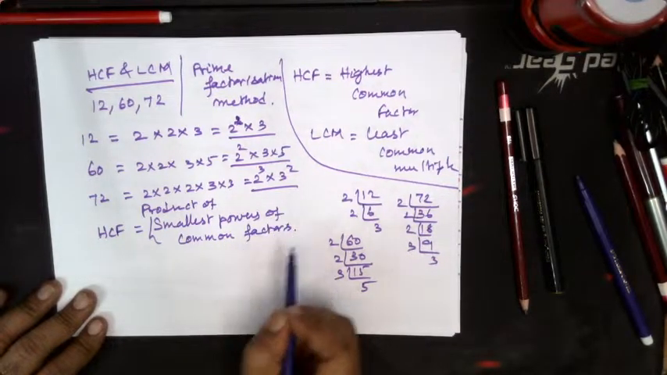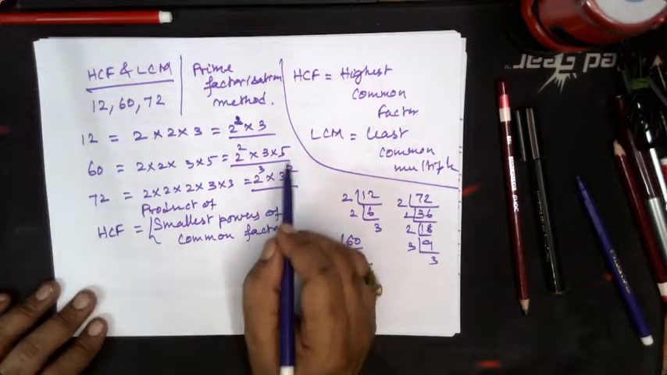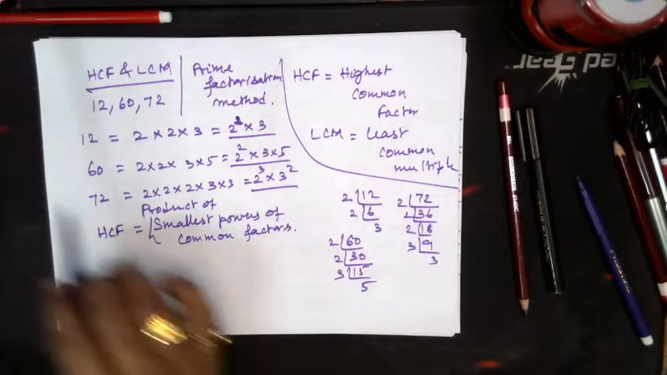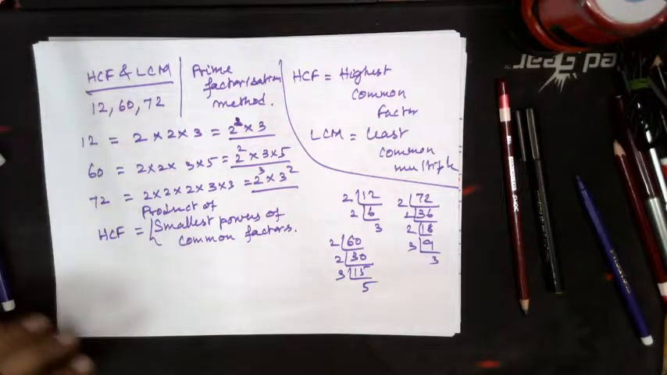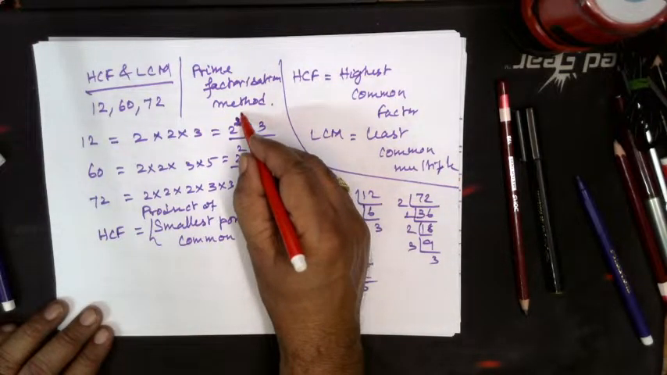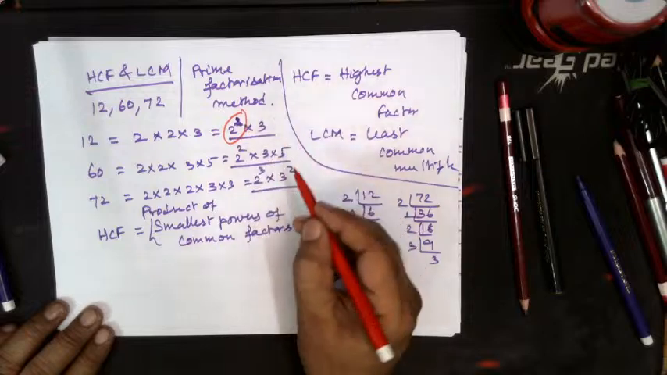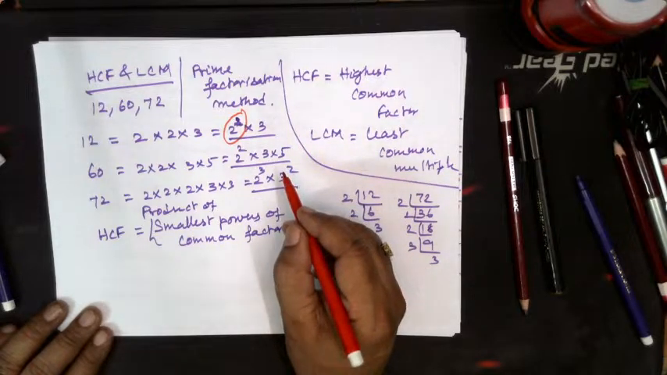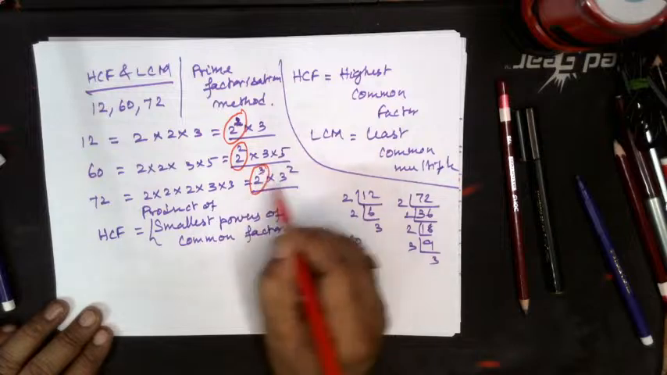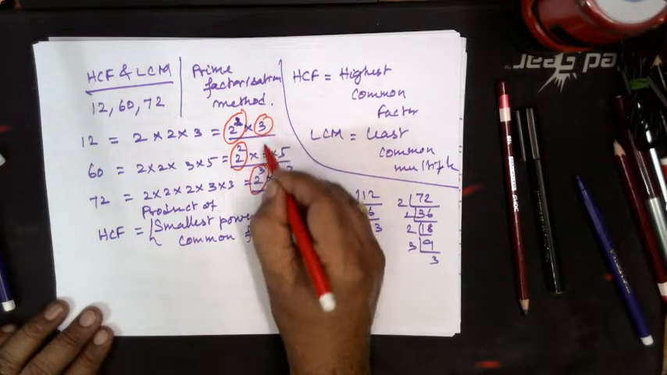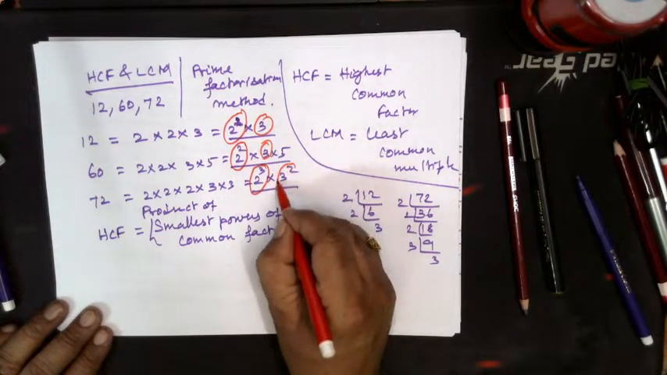Okay. Now what are you supposed to do? Find out the common factor first of all. Which are the common factors here? 2. Here 2. And anything else? 2. So here also 2. These are the common factors. And 3 is a common factor. Okay.